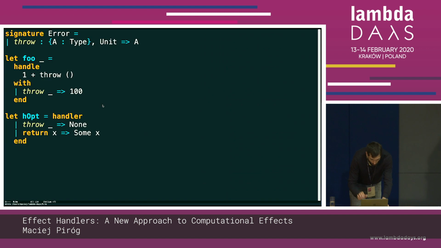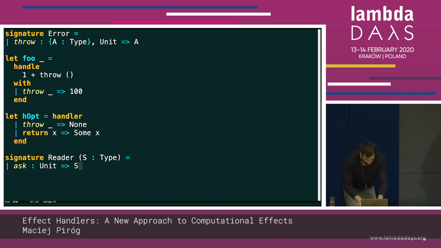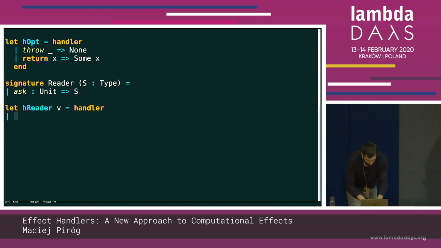So let's do something more creative. And let's do reader. Reader is a type. And I say there's one operation ask, which is of type unit to s. And I will write a handler for that. Let h reader. Well, let's say v, like a value for the red stuff, is a handler. And I need to interpret the ask operation.